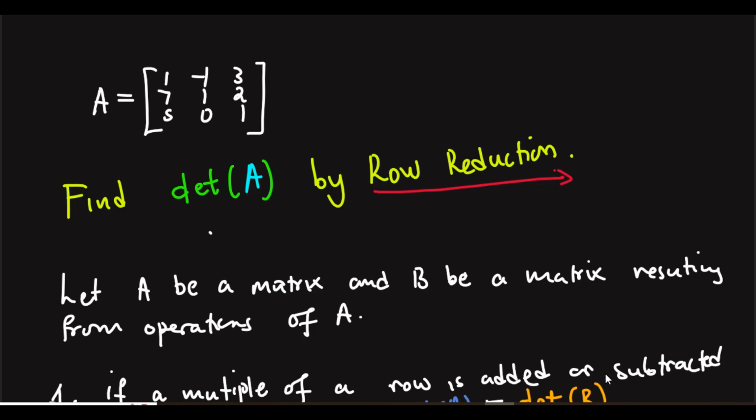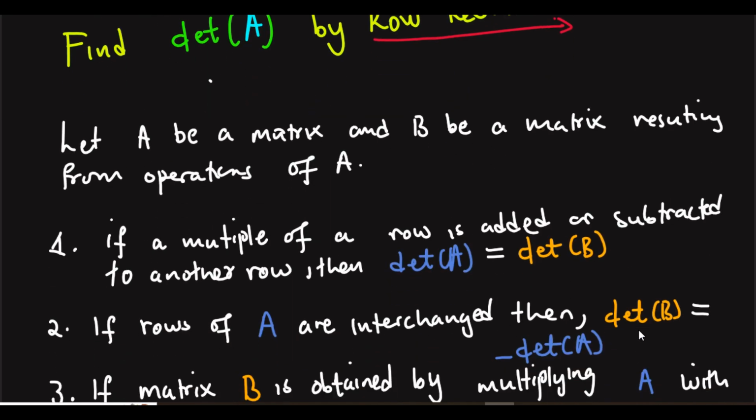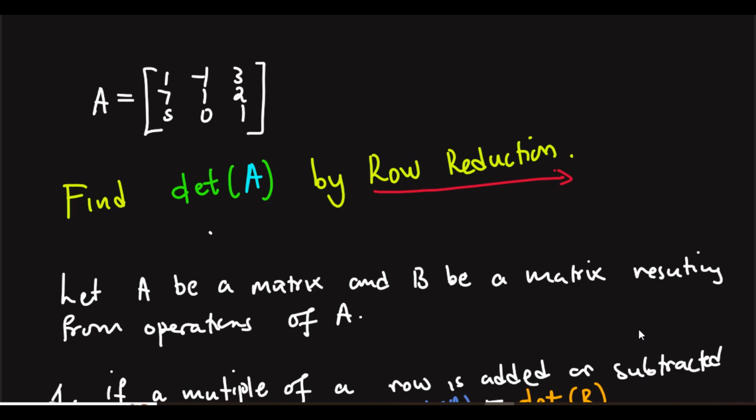In this video we are going to learn how to find the determinant of a matrix by row reduction. As we have learned how to determine a determinant by other methods, this is the last method that we are going to use to determine the determinant of a matrix. Before we go through it, let's check a simple theorem.